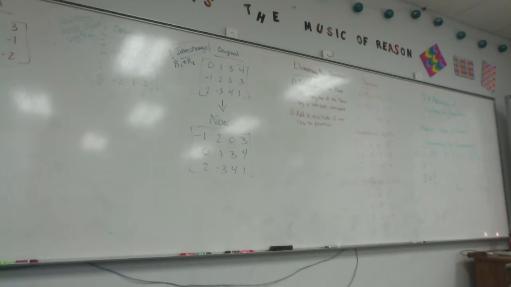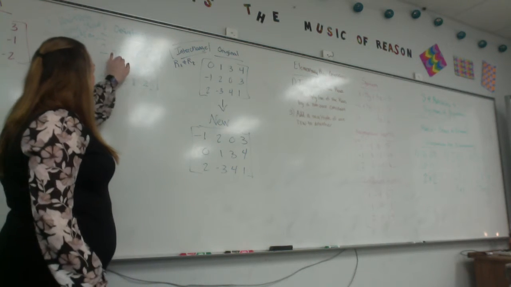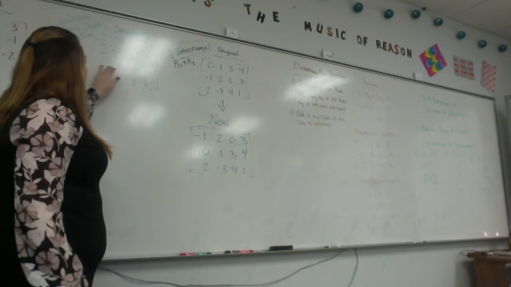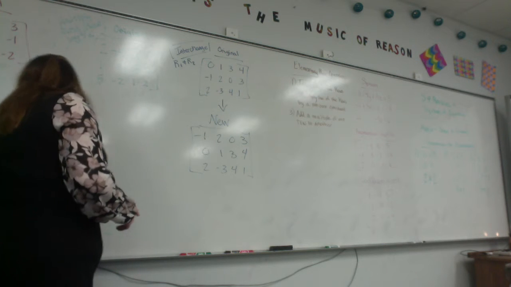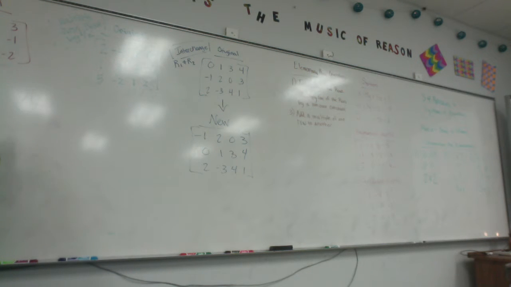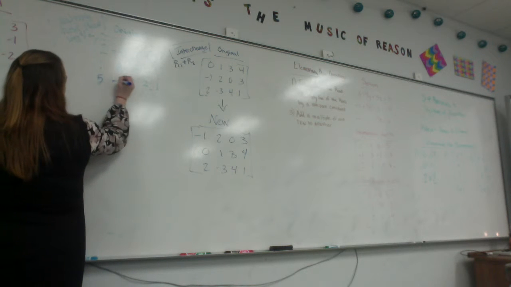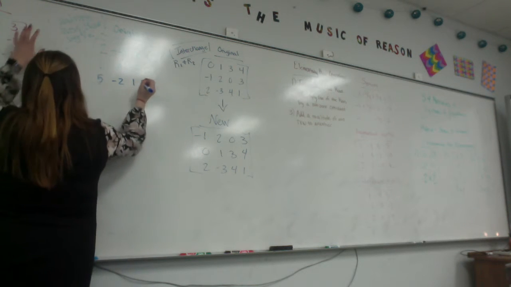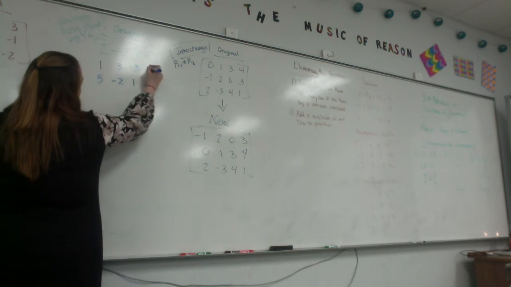That's it. Interchange. If I have my original matrix, 2, negative 4, 6, negative 2, 1, 3, negative 3, 0, 5, negative 2, 1, 2. I know, it's hard to read. Let's say I want to multiply the first row by 1/2. How do I write my new matrix?